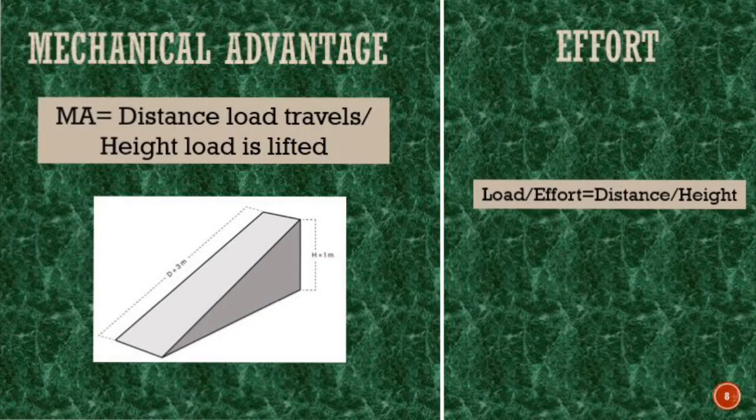The mechanical advantage of an inclined plane describes the relationship between the length of the slope and the height of the inclined plane. It can be calculated by the following formula: distance the load travels over height the load is lifted. And talking about calculating the effort needed to raise a known load, we use the formula load over effort equals distance over height.